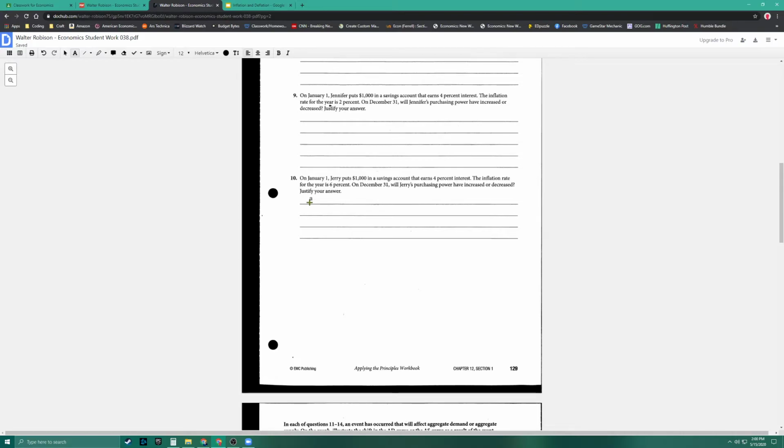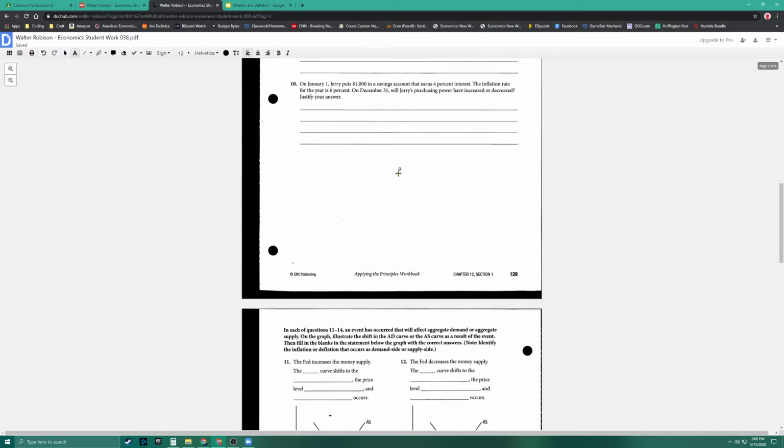And you can look at the math. I mean, 1,000 times 4%, right? Then you take 1,000 times 6%. Which one is greater? This one. How much has he lost? Jerry's lost 2% of his money. Okay, he still has his original $1,000, but its purchasing power has gone down by 2%.